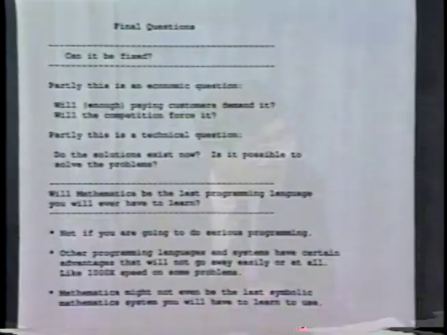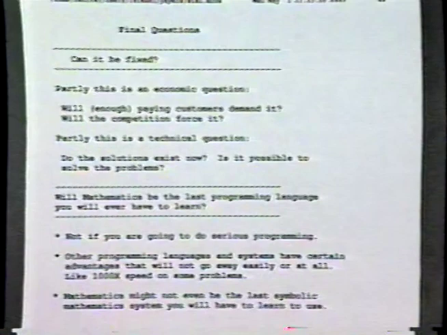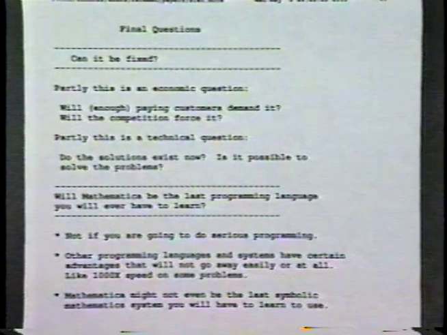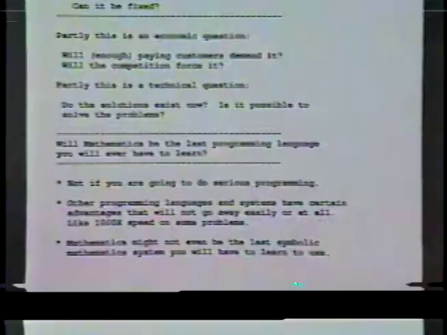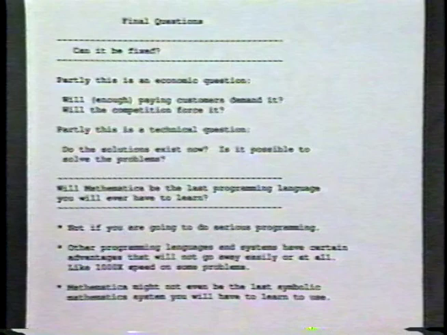Well, this is partly an economic question. Will enough paying customers demand it? Or will the competition force it? If Mathematica were the only system to get these questions wrong, probably they'd have to change or go out of business. If enough paying customers demand it, what would they do? Well, it depends on whether they can get enough paying customers who don't demand it. I don't know. I'm not a marketeer.